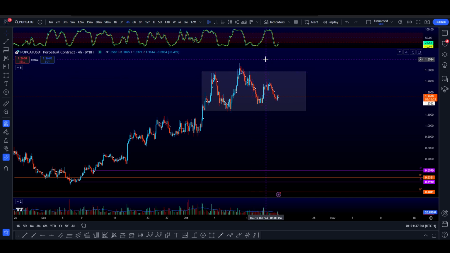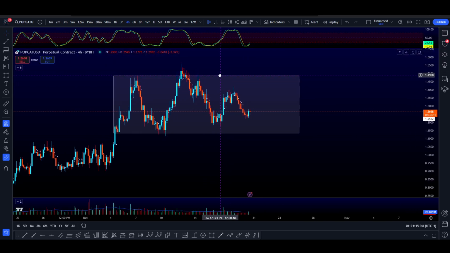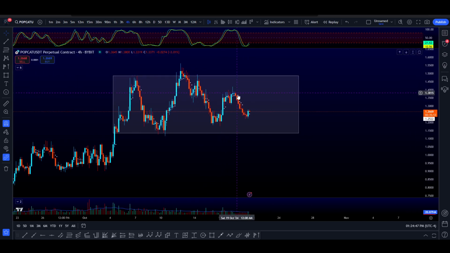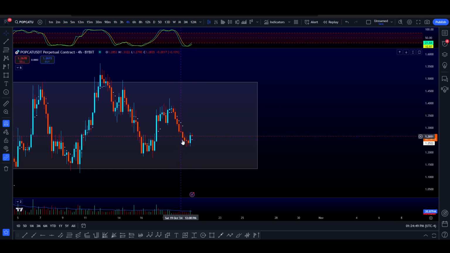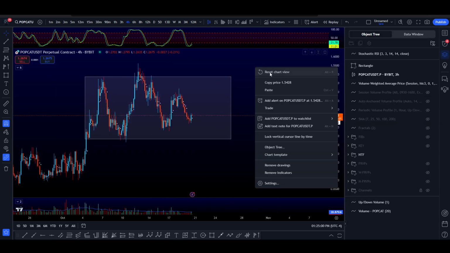So with that being said, the best areas to look for a long would be towards the range lows or the range highs. But if you're looking to enter a long trade after the 4-hour one-time framing has been broken, you're gonna have to make sure that you add a couple more confluences to your thesis, right? So that's what I went ahead and did.